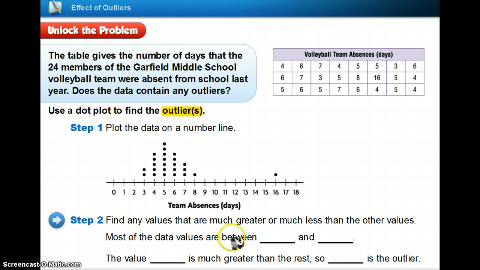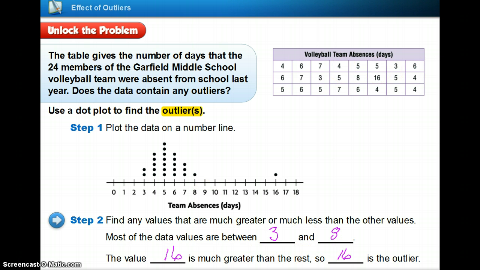So we're going to look and see how much greater it is than the other values. Most of the data values are between 3 and 8. If you notice, the smallest number is 3 and the highest number is 8. The value 16 is much greater than the rest, so 16 is the outlier.